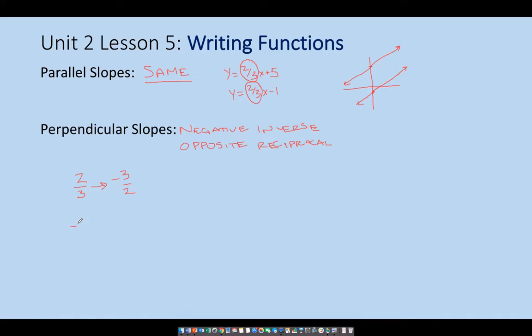Let's see what happens if we had something like -4. What would be the negative inverse of that? Well, the opposite or negative of negative would be positive, and this would be like 4 over 1. So if I do the inverse, or the reciprocal, it would be 1/4. All right, so keep that in mind. That'll help you with learning target number 10.